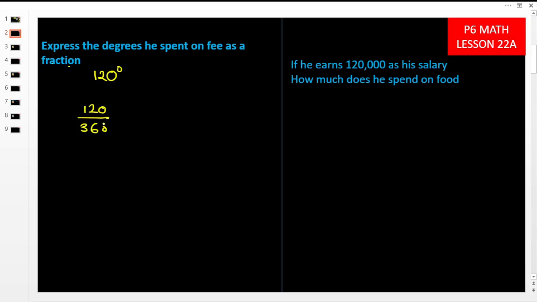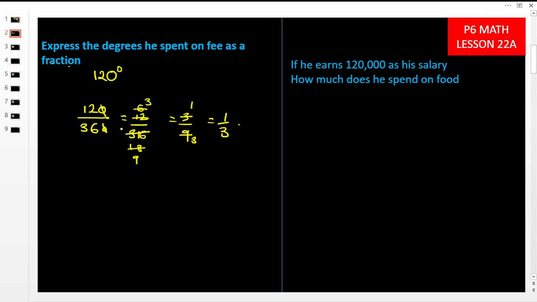Cancelling the zeros, we have 12 out of 36. Divide by 2: 6 out of 18, then divide by 2 again: 3 out of 9. But still they have a common divisor. Dividing by 3, we get 1 out of 3. So he spent a third on fees, right?